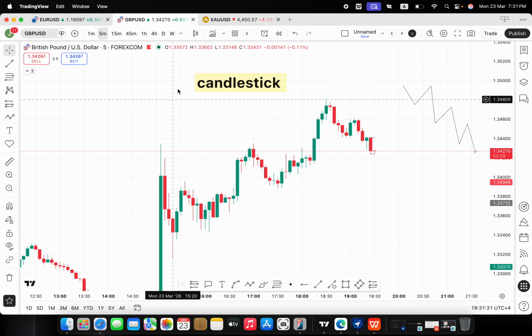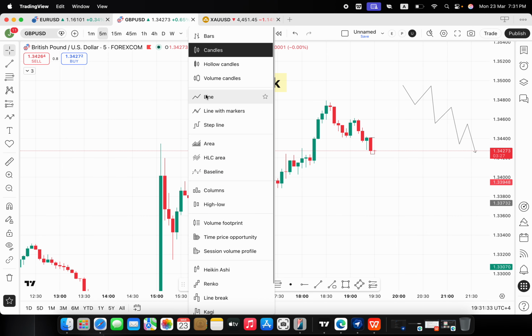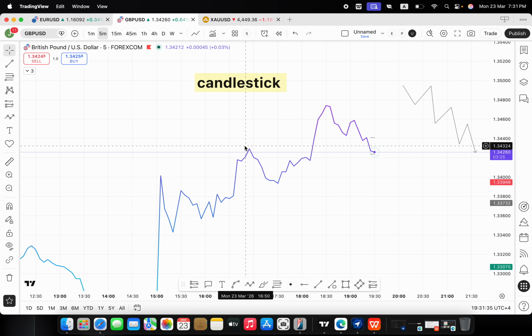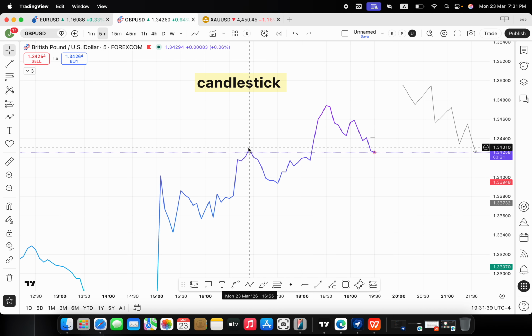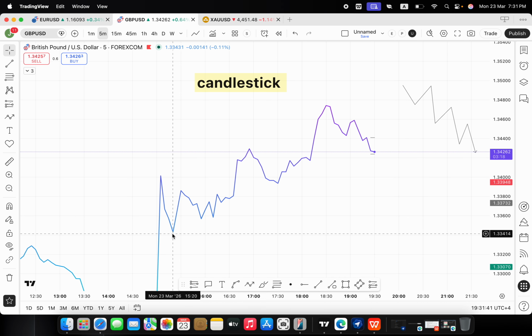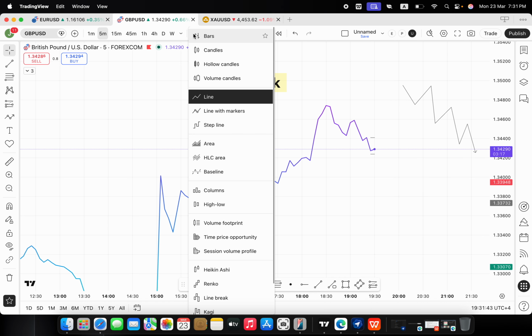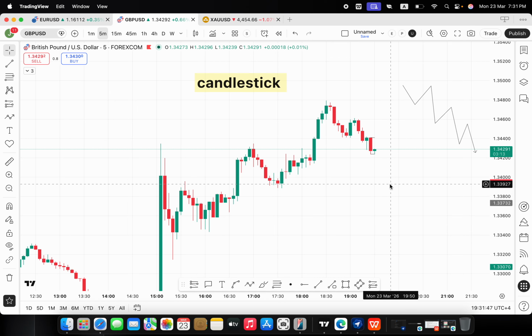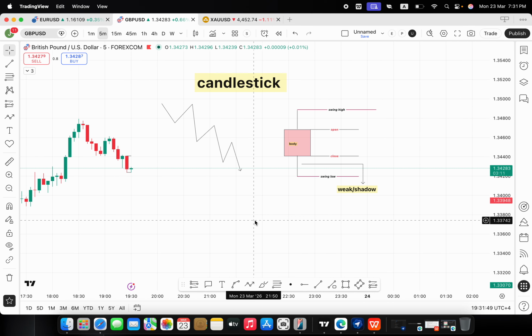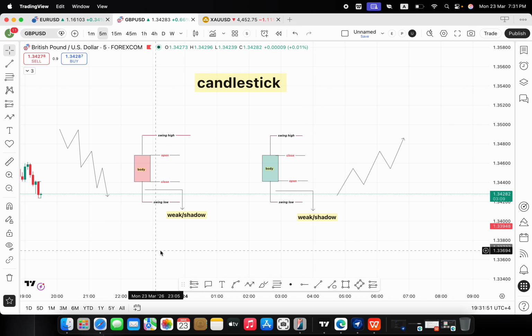Let's use shadow first. If I turn on a line chart, you won't find them again. Can you see them? But when I get back to candlestick, you can see them, right? So this is why they are called shadow. Then again, it is a footprint.